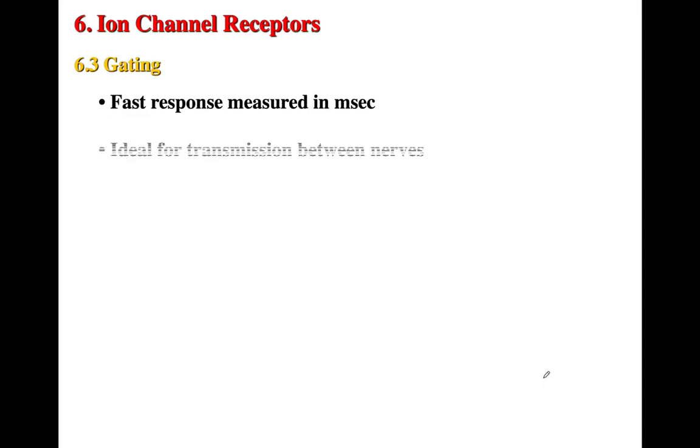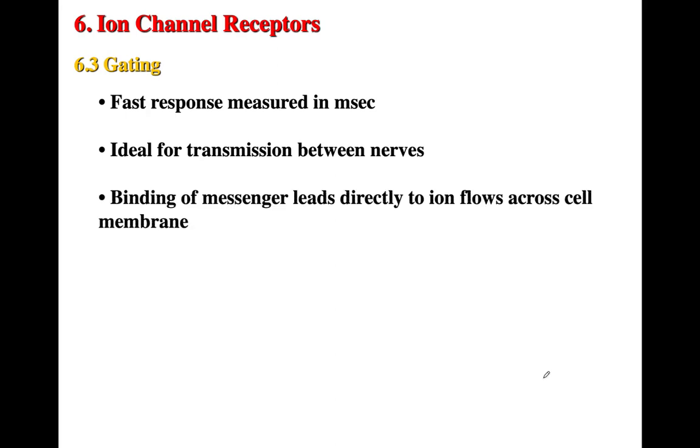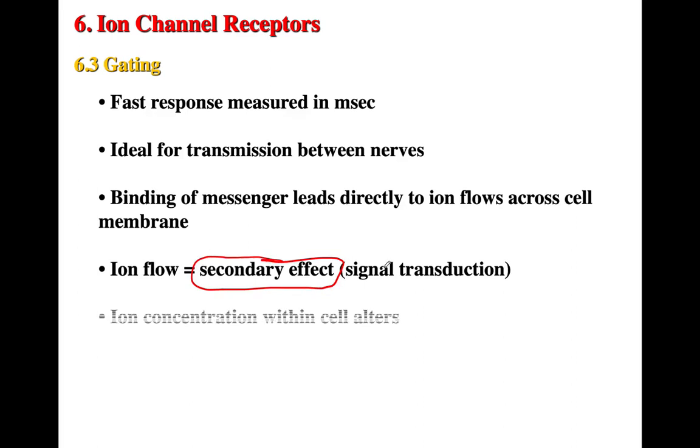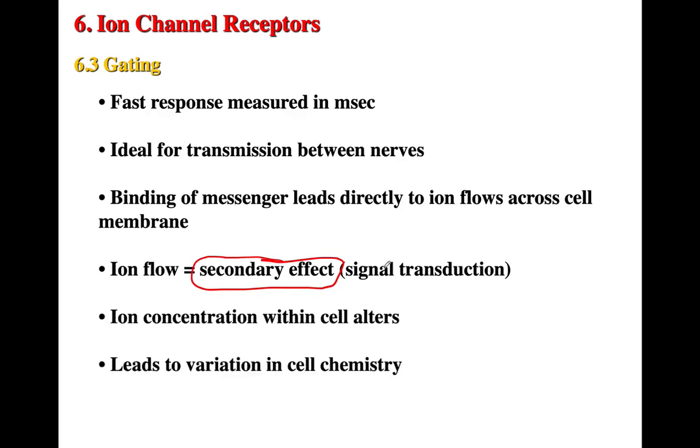Again, the ion channels have a really fast response. They're really important for transmission between nerves. And binding leads to ion flow across the cell. Now, the flow of ion is what we call the secondary effect, and signal transduction. Obviously, this is going to change the concentration of a specific ion within the cell and lead to variation in cell chemistry, but it's also going to lead to variation in physiology, right?